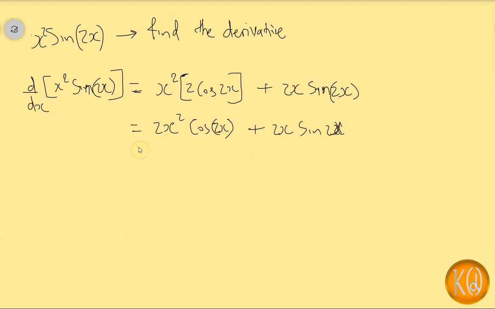Now of course you could factor out a 2x here if you want. Okay, let me do that. So we could factor out 2x, and what would be left here is x cos 2x plus sine 2x. Okay, we can leave our answer as that.